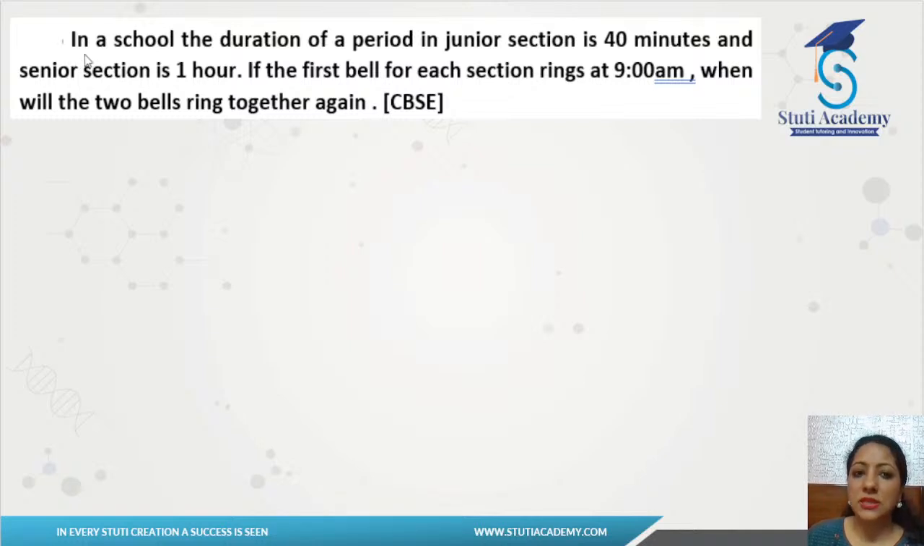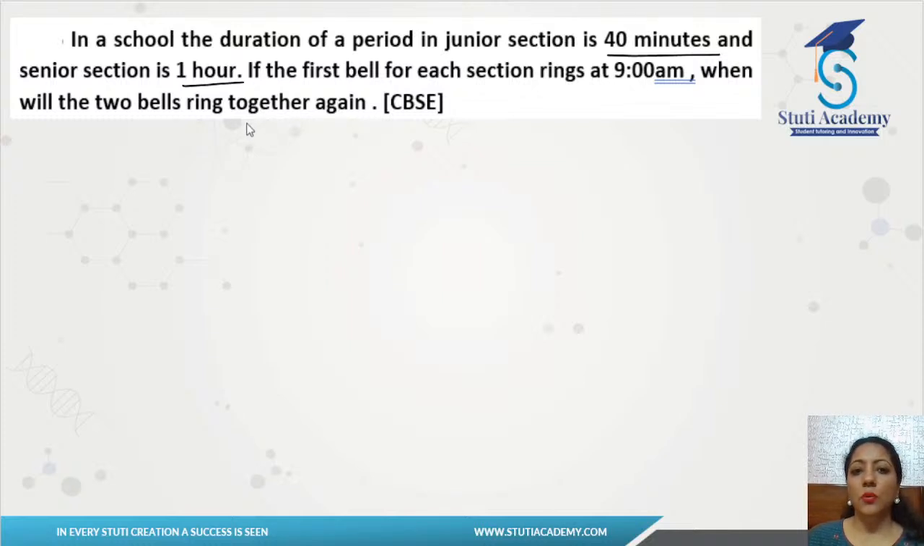In this question, it is given that in a school, the duration of a period in junior section is 40 minutes and the senior section is 1 hour. So this is given in minutes and this is given in 1 hour. If the first bell for each section rings at 9 a.m., when will the two bells ring together again?